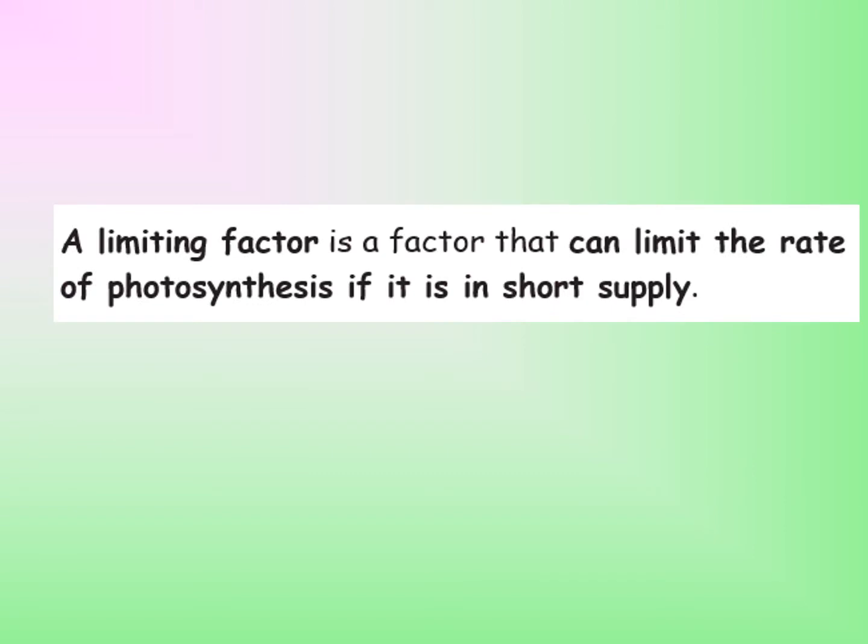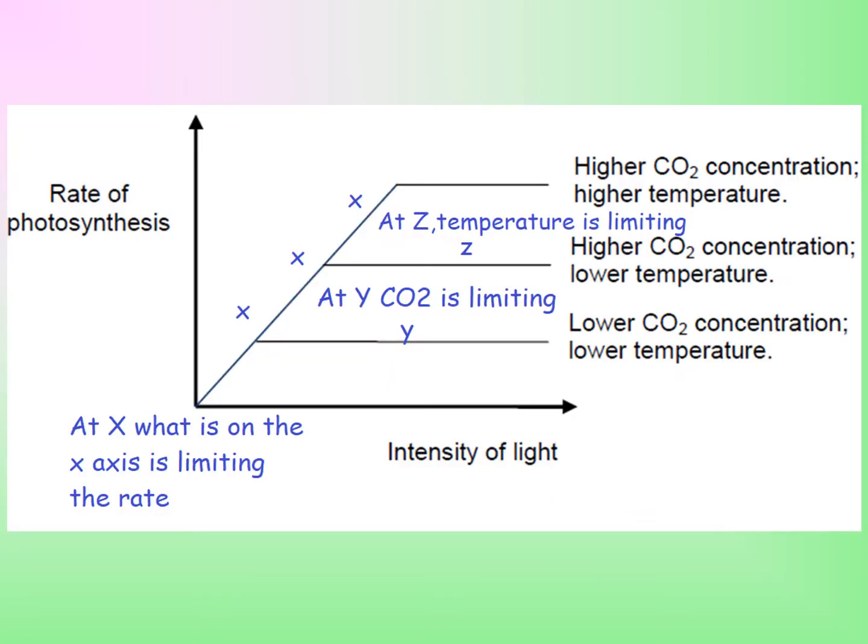So a limiting factor is a factor that, when in short supply, can slow down the rate of photosynthesis. Now, what we have here is a graph that we have to analyse about limiting factors. Now, what we have on the x-axis is light intensity and the y-axis is rate of photosynthesis. And we have x labelled, y and z on the graph.